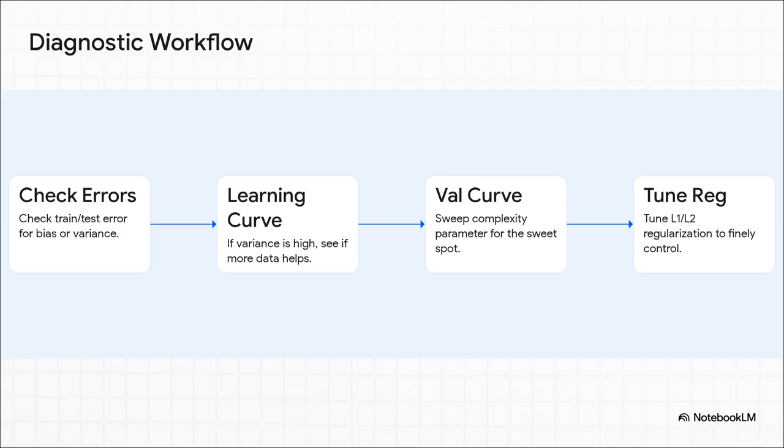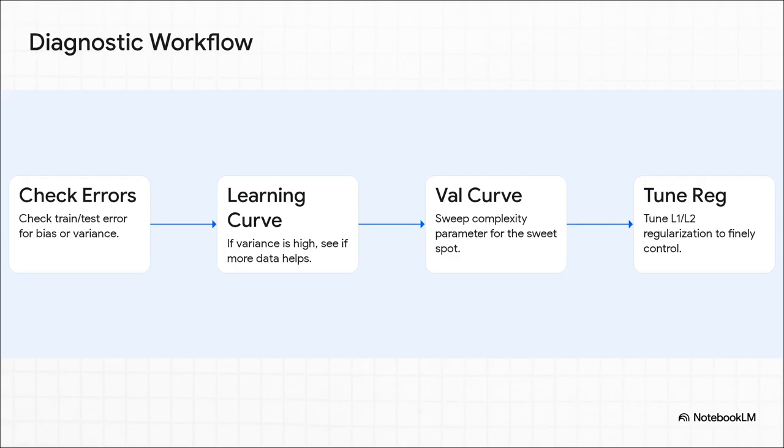Step 1, train your model and immediately check your train and test errors to diagnose whether it's bias or variance. Step 2, if variance is your enemy, don't just guess. Generate a learning curve to prove mathematically whether getting more data is actually worth your precious time. Step 3, generate a validation curve by sweeping a complexity parameter like tree depth to visually find that U-shaped sweet spot. And step 4, fine-tune your L1 or L2 regularization.